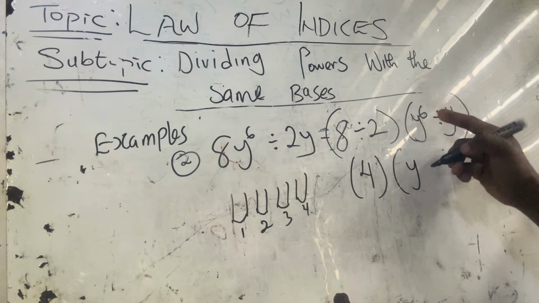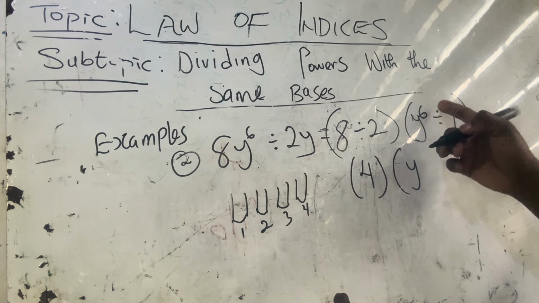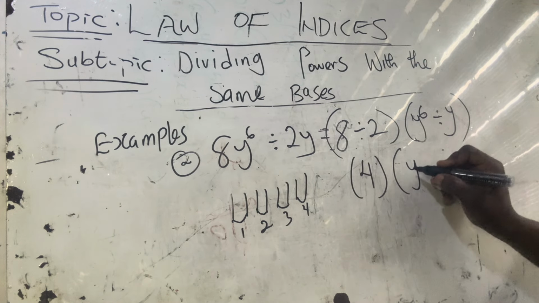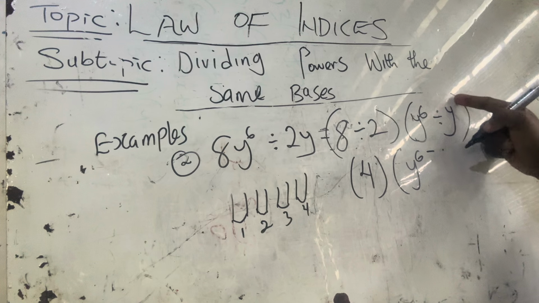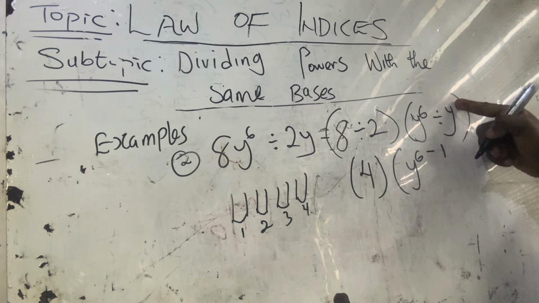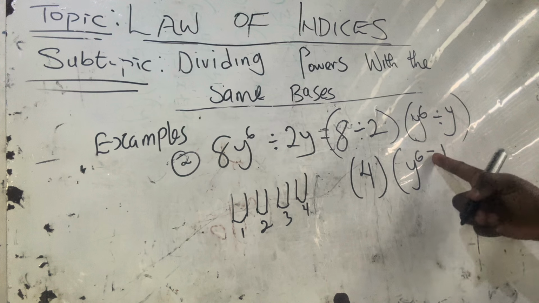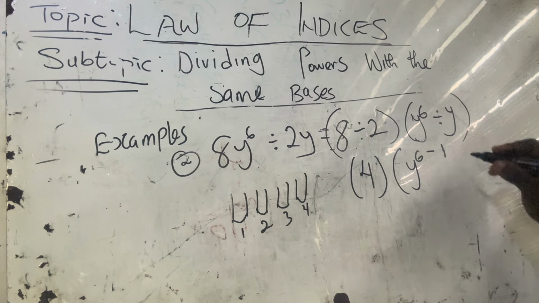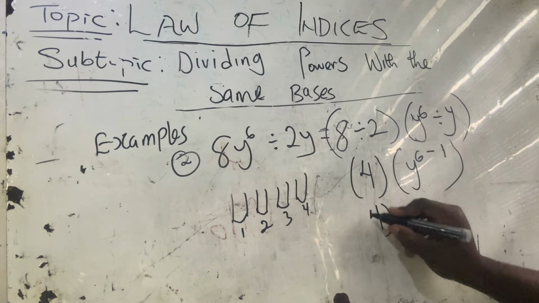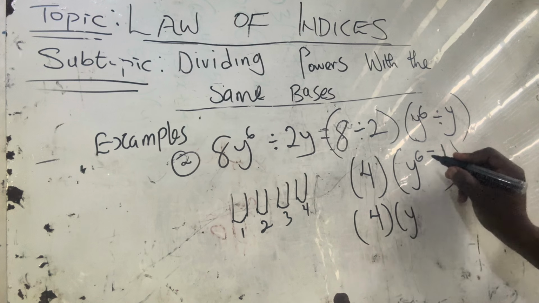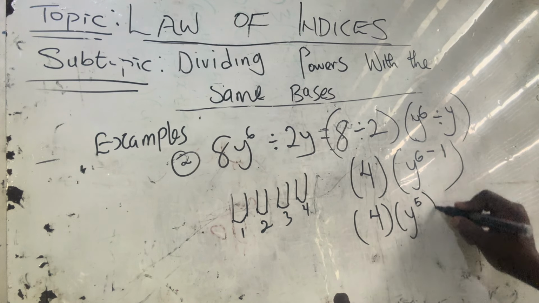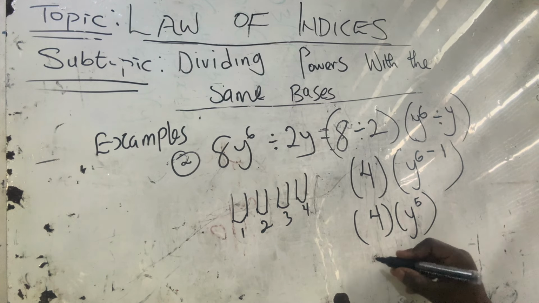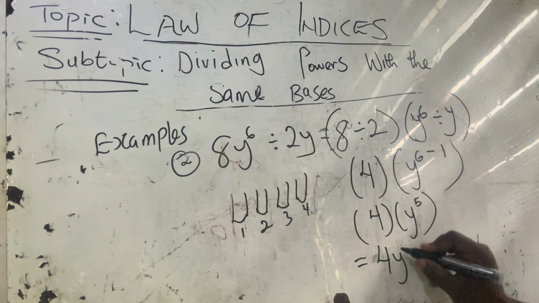Y. Don't forget, we are going to minus the powers because we have a division sign. And division means minus under law of indices. So that means y raised to power 6 minus what? Minus 1. There's an invisible 1 here. The reason why I'm subtracting is because division simply means minus under law of indices. So that gives us 4 into brackets, y raised to power 6 take away 1 will give us what? 5. So now we have 4 times y, which will give us 4y raised to power 5.